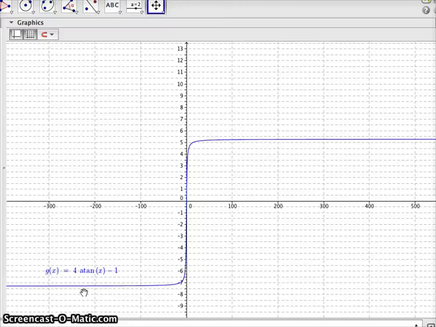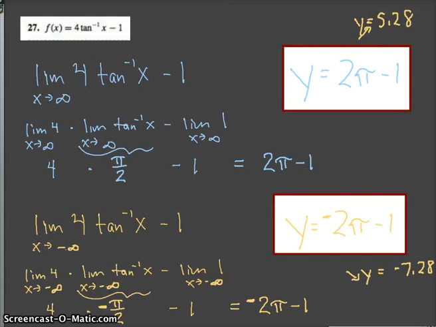Again, I hope that helps. Remember, you can always just plug in a really large number and see what happens. But you're not going to get 2 pi minus 1. You might get 5.28 something, but you probably won't realize that it's 2 pi minus 1. This is the exact horizontal asymptote. So it's important to understand algebraically what we're doing here.